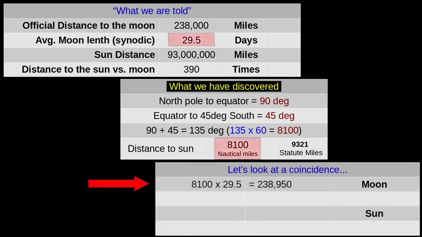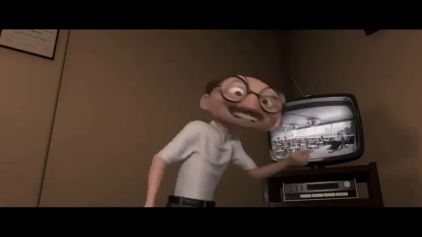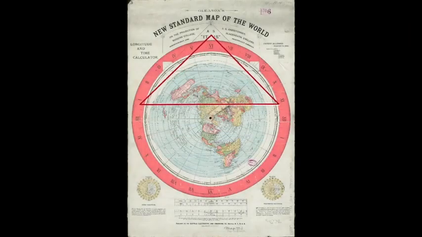The 8,100 miles, if you multiply that by the average moon length, comes out to 238,000 miles. If you take the 238,950 and multiply that by the 390 times distance, you also come up with 93 million miles. Interesting. Coincidence? I think not!